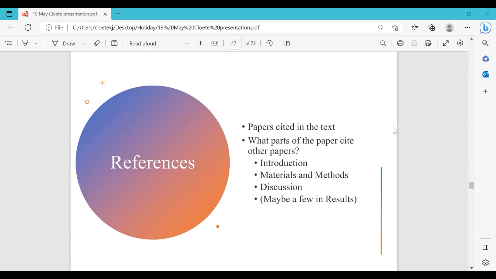Now, if we look at references, this is also an important section because in the reference section, you may find other useful papers that you need to go and read, or papers that the collaborators of these authors are doing work in. So have a look at that. Also, you may find some very useful information in these papers.